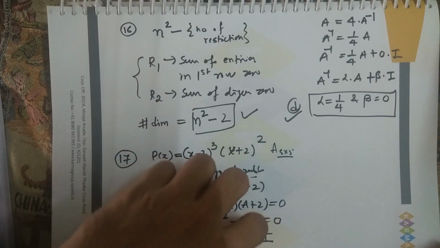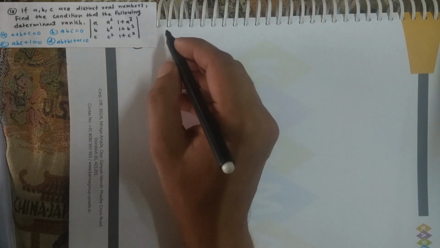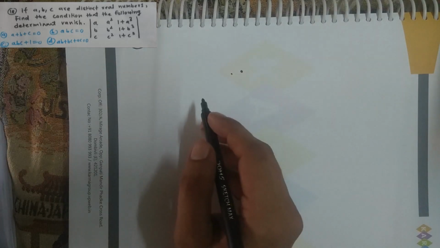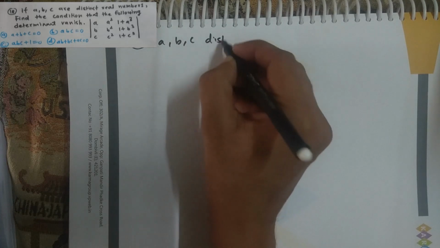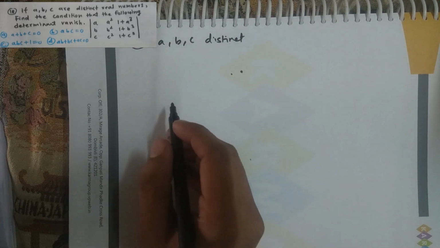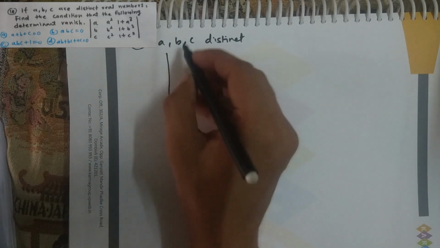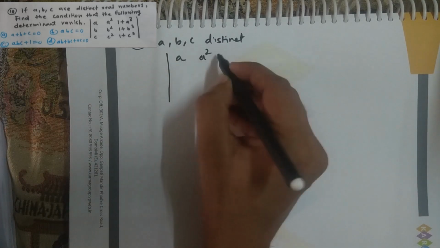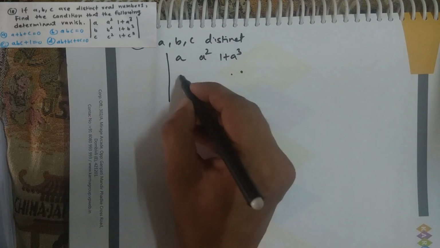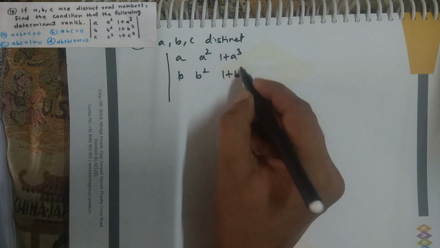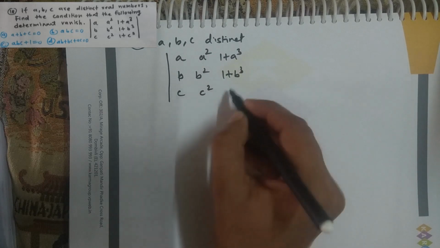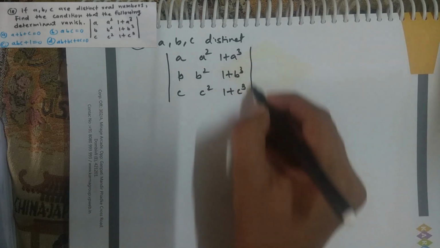Okay, let's look at question number 18. What they have given is that a, b, c are distinct real numbers such that the following determinant vanishes: the rows are a, a square, 1 plus a cube; then b, b square, 1 plus b cube; and c, c square, 1 plus c cube.